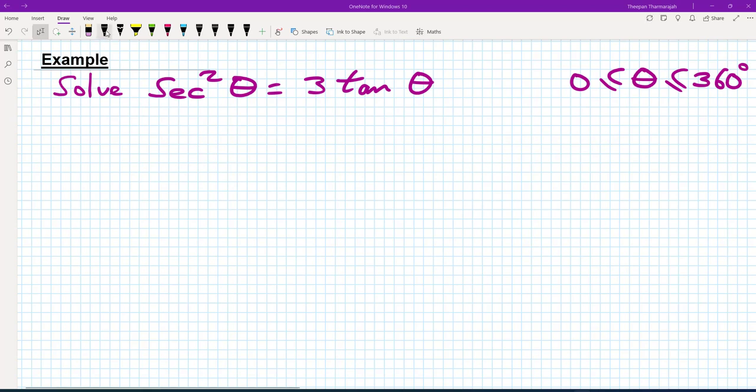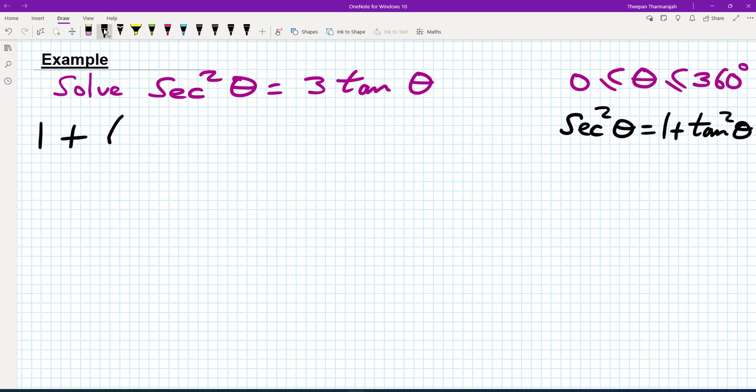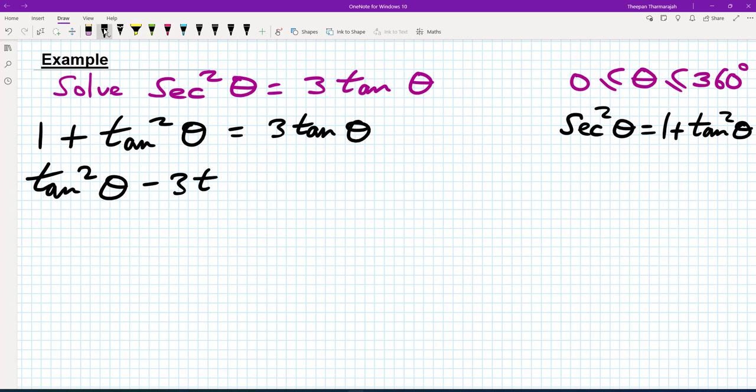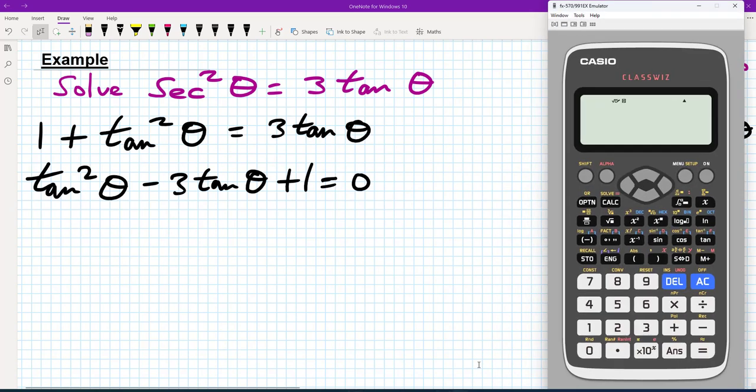Okay, welcome back. So here we're going to use a trig identity that sec squared is the same as 1 plus tan squared theta. So sec squared theta is identical to 1 plus tan squared theta. So I'm going to use that here. So 1 plus tan squared theta is equal to 3 tan theta. So we could write that as tan squared theta minus 3 tan theta plus 1 equals 0. So we can type those coefficients into our calculator. So menu alpha minus polynomial, and we can say 1, minus 3 and 1 again.